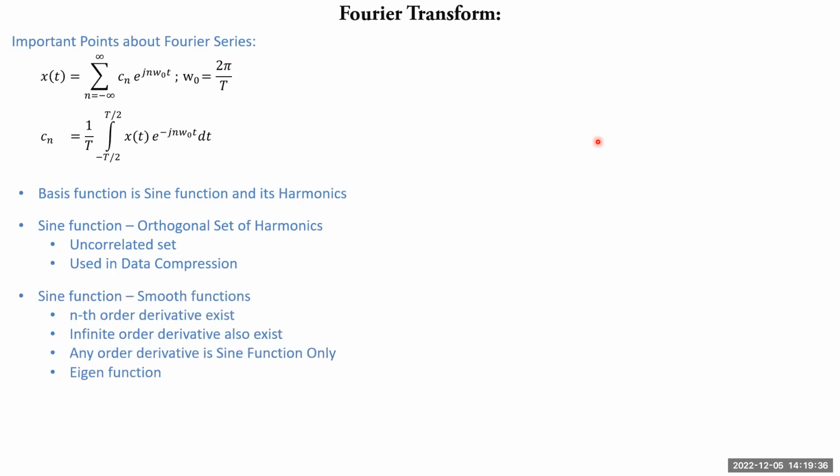Another important property of the sine function is that it is a very smooth function. That is, the nth order derivative of a sine function exists. In fact, an infinite order derivative of a sine function exists. And another important property is that even if you take the nth order or infinite order derivative of a sine function, the output still remains a sine function. Only there is a change in scale and phase, but it doesn't affect the shape of the function, and hence it is also called an eigenfunction.